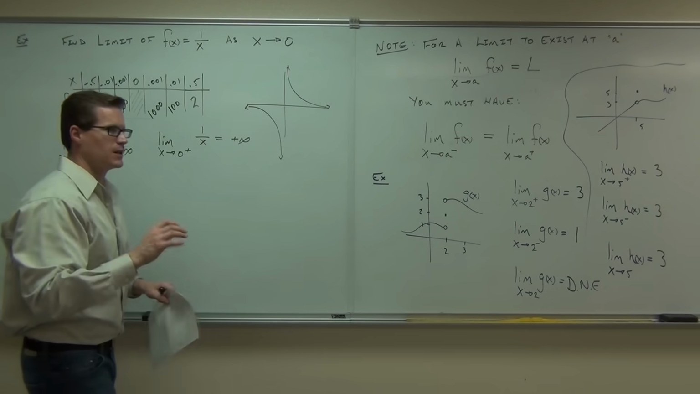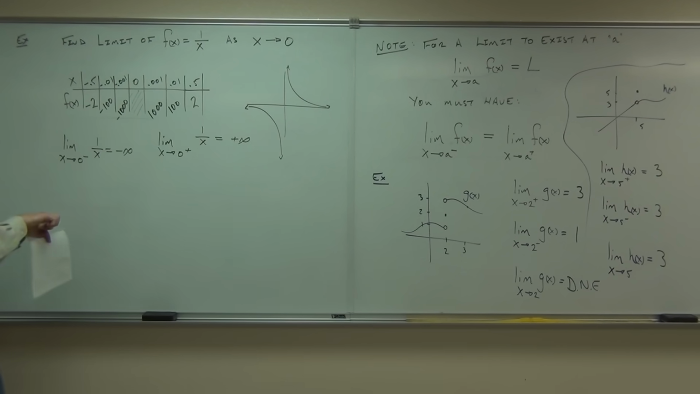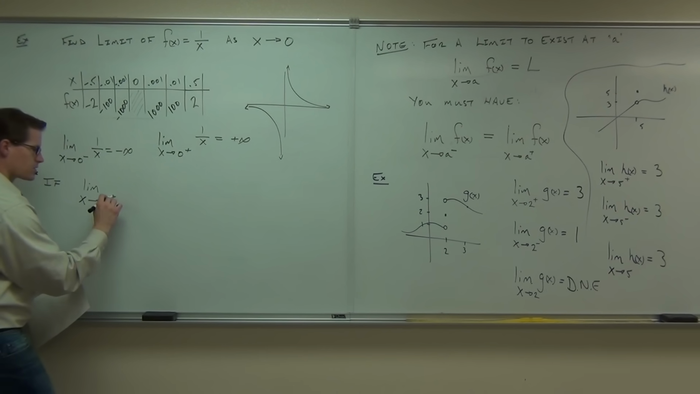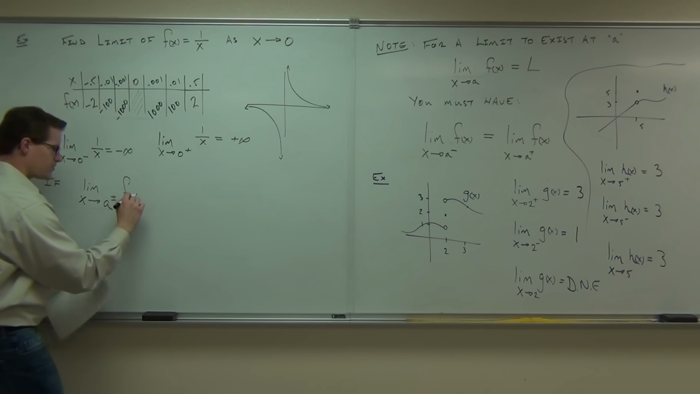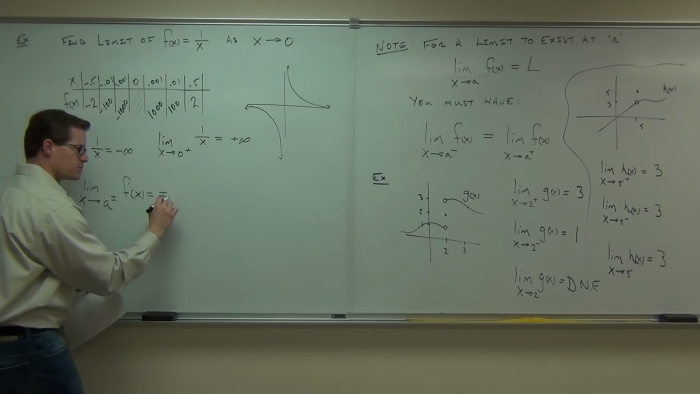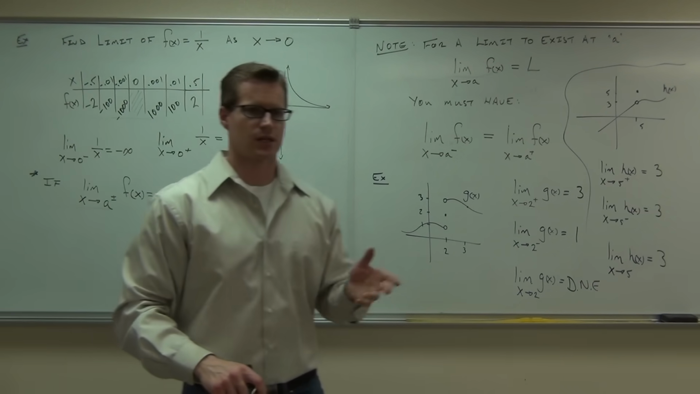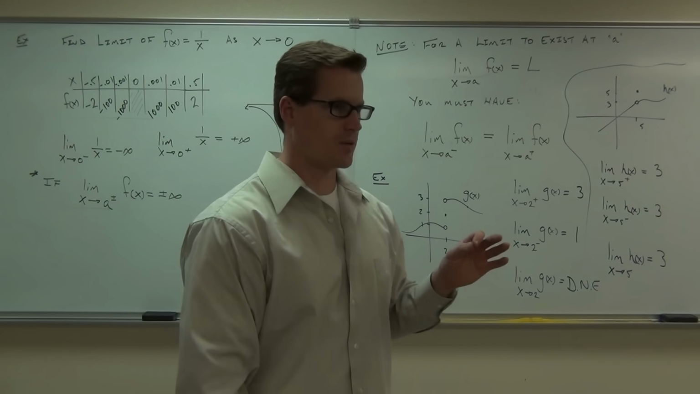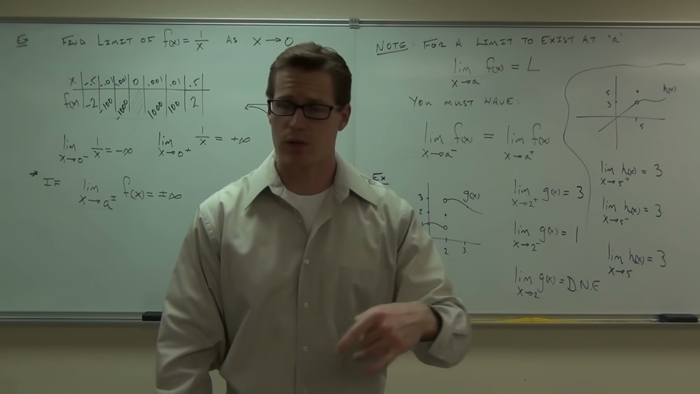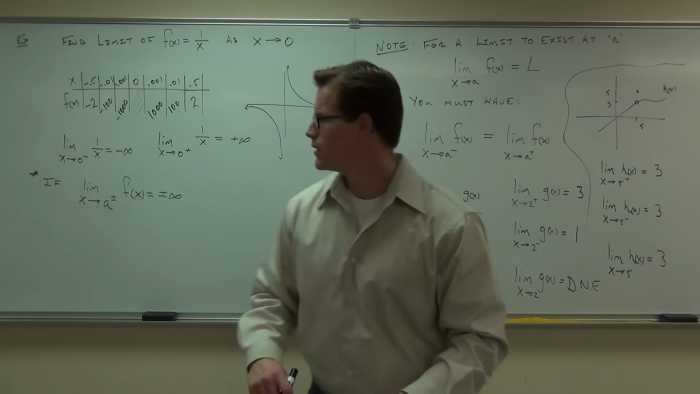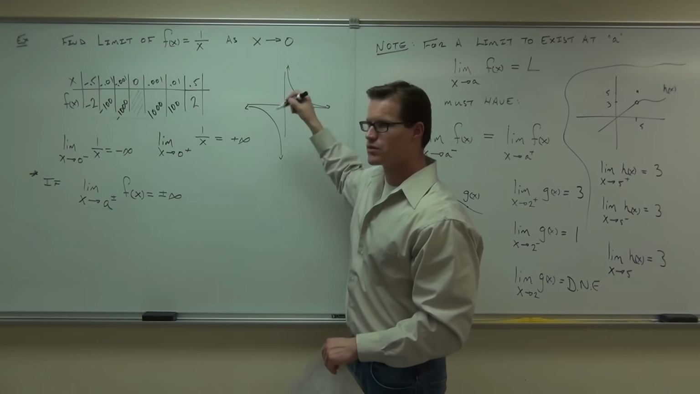Whenever we have a limit, I'll write this out for you. If you have a limit as x approaches a from either the right or the left of some function, and you figure out that it's positive or negative infinity. I'll say it again. If you are approaching a number from either the right or from the left, and it's going to infinity, either positive or negative, what that gives you is an asymptote.